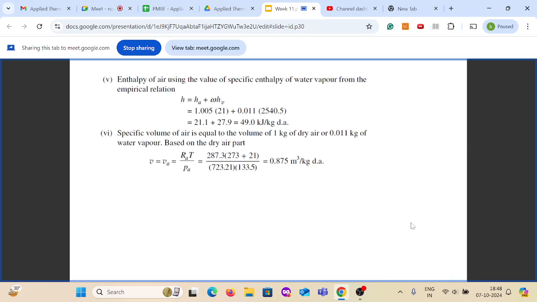So next is the enthalpy of air, using the value of specific enthalpy of water vapor from the empirical relation. The enthalpy of the mixture is the enthalpy of dry air plus the specific humidity of air times the enthalpy of water vapor. So what we have found out is 2540.5 times specific humidity, plus the enthalpy of air, which is Cp times the temperature difference delta T. Cp of air is 1.005, and the reference temperature being 0, the temperature difference is 21. So substituting, we get the enthalpy of air as 49 kilojoule per kg of dry air.